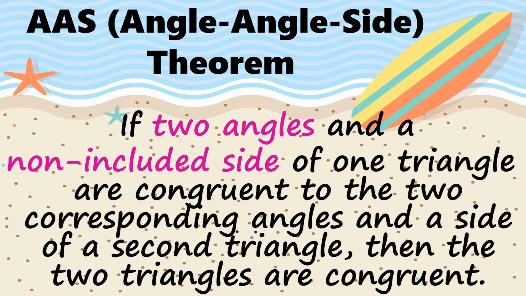Next, we have angle-angle-side theorem. If two angles and a non-included side of one triangle are congruent to the two corresponding angles and a side of a second triangle, then the two triangles are congruent. Let's have an example for this.